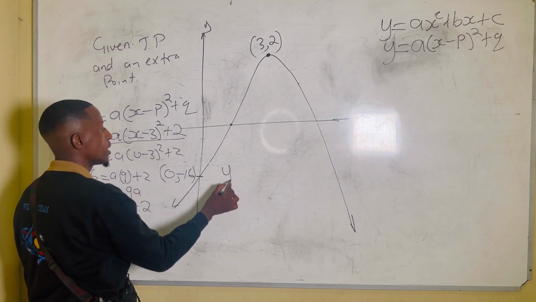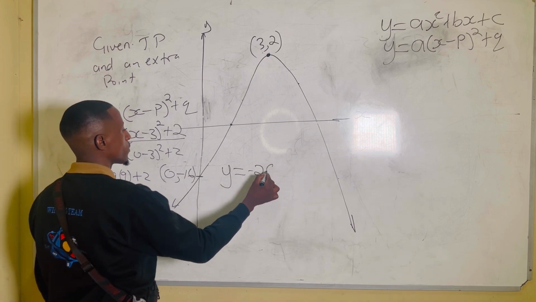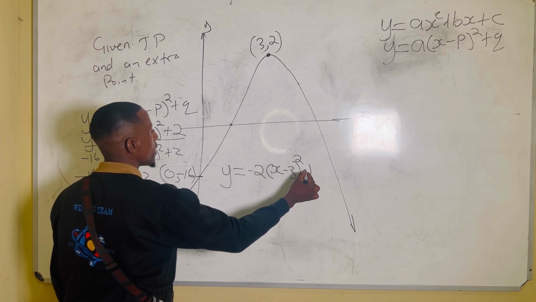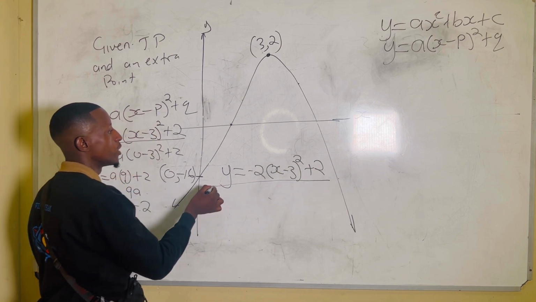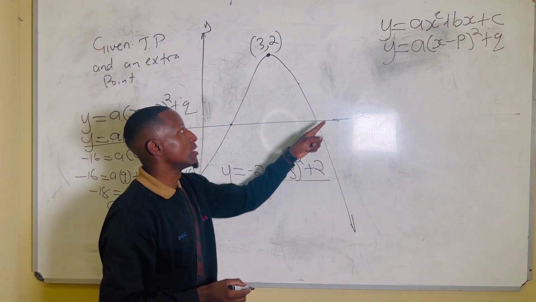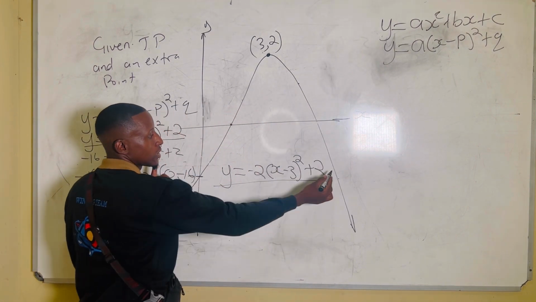If you substitute your a back here, you're going to have negative 2(x - 3)² + 2. That will be the equation of the graph. But if they want it in this format, the top part, you just have to expand.